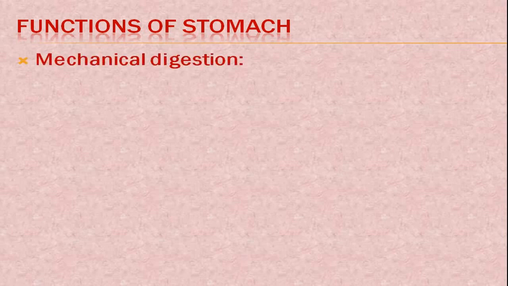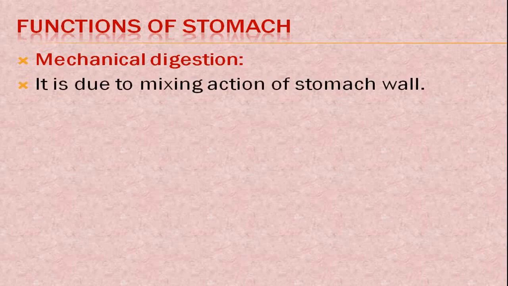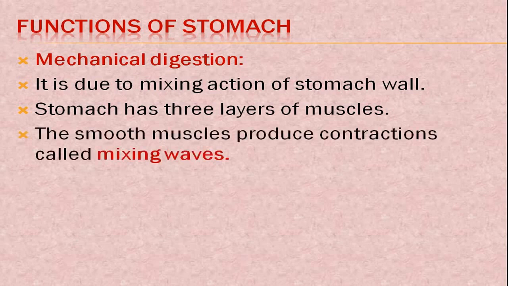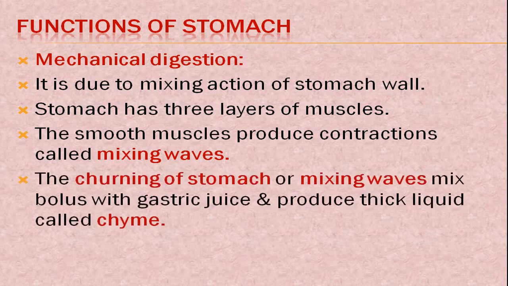Stomach also has 2 types of digestion, mechanical digestion and chemical digestion. Mechanical digestion means physical breakdown. The bolus which comes into the stomach is further physically broken down into fine particles that is then acted upon by enzymes. That is called mechanical digestion. Stomach is a highly muscular organ, so whenever its walls contract, the contractions produced are called mixing waves, and these mixing waves are due to the contraction of all these 3 layers of muscles which are present in the wall of the stomach.